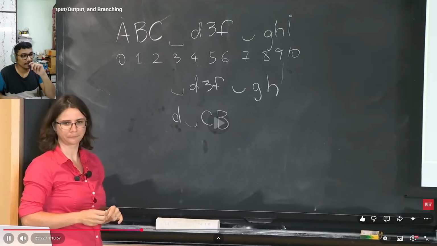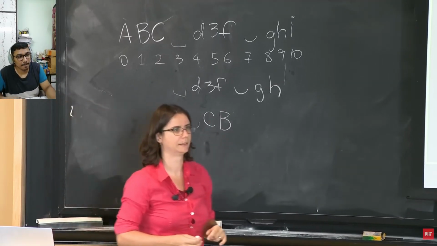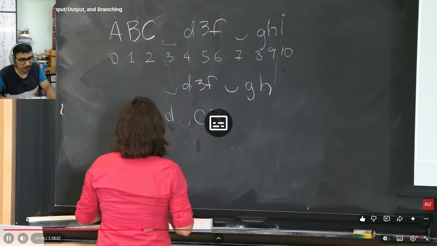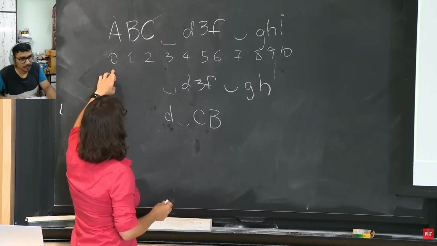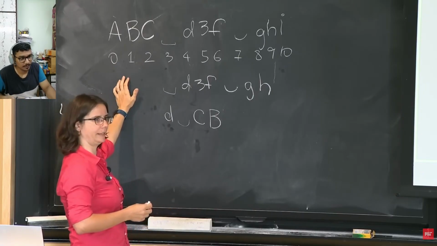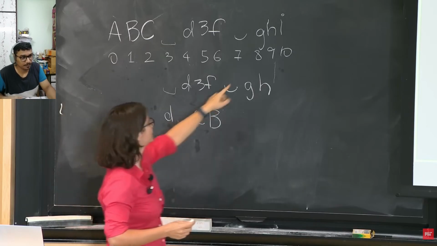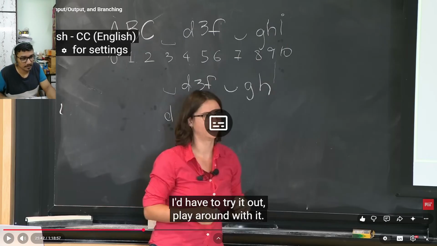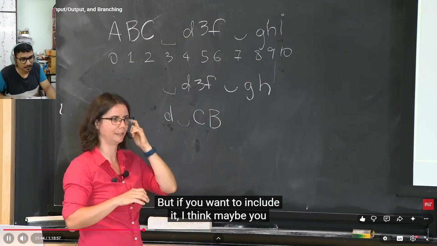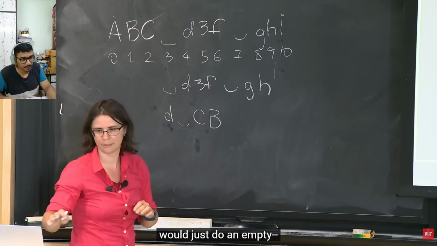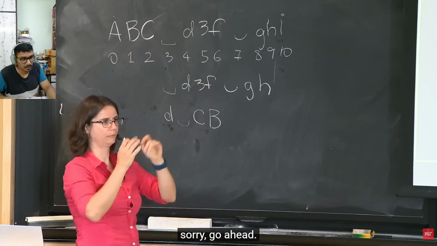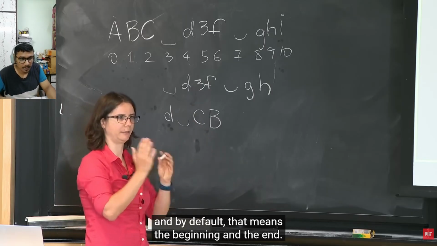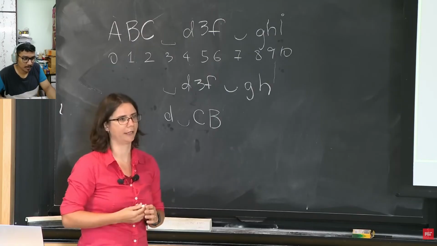What was the question? I need to see the question once again. You want to include the A with the second value being -1. If you did want to include the A, you would want to do something different, I think. You can't go to -1 because -1 is actually this right here. That's actually negative 11. I'd have to try it out. But if you want to include it, I think you would just do an empty colon. And by default, that means the beginning.